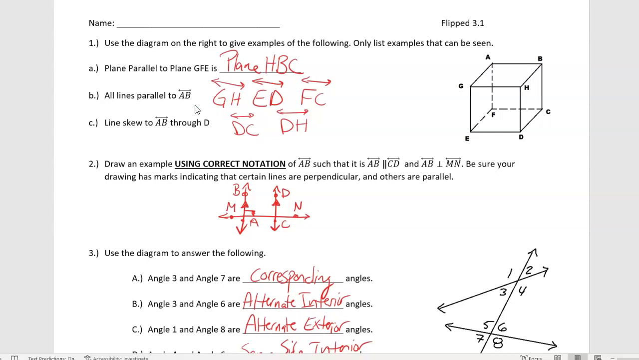So it says, what are the lines that are parallel to AB? When you look at AB, GH or HG, ED or DE, and FC or CF. Those are going to be the lines that are parallel to it.